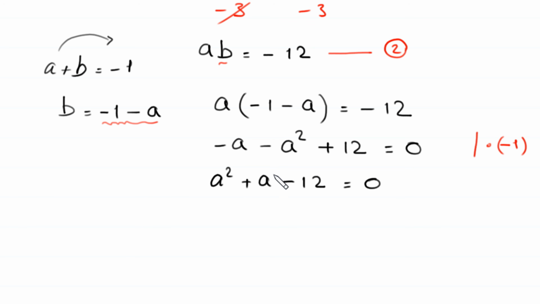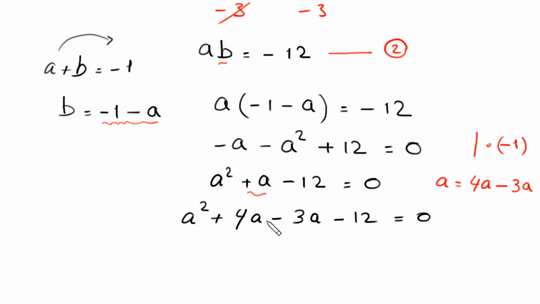Now this is a quadratic equation and is factorable. We write this a squared, and we split this plus a as plus 4 times a minus 3 times a, minus this 12 is equal to 0. From these two terms we can factor out a, and in bracket left a plus 4. From these two terms we can factor out negative 3, and in bracket left a plus 4 is equal to 0.